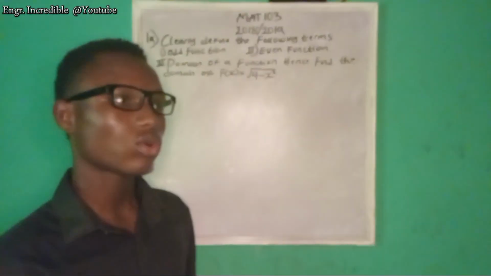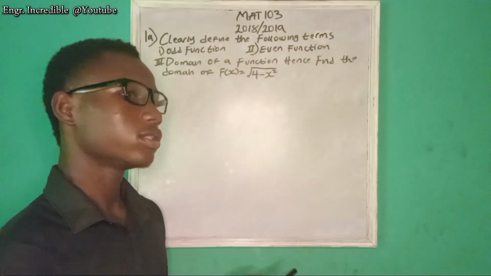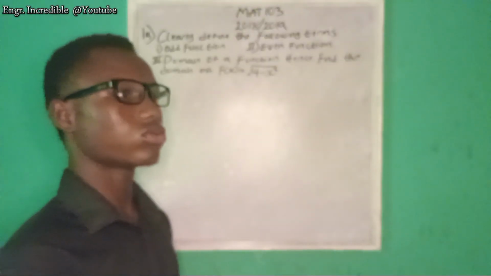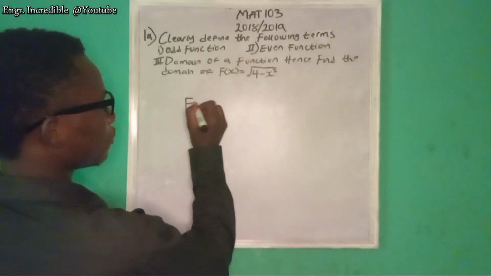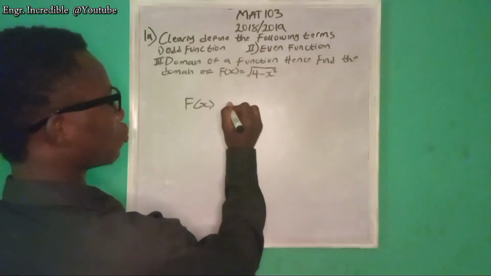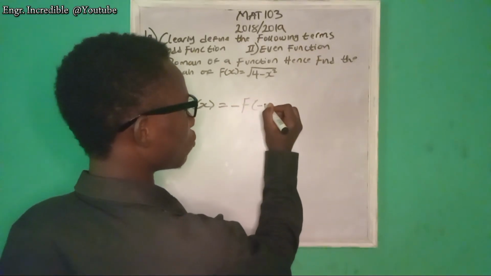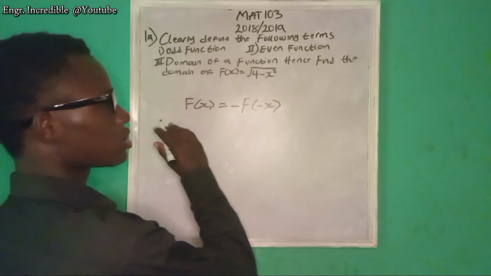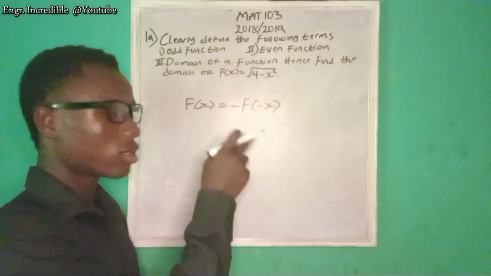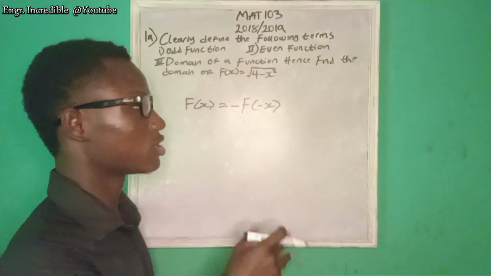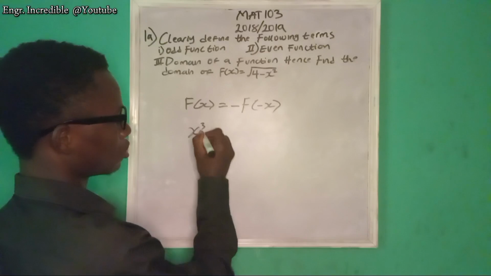Now, what is an odd function? An odd function is a function whereby f of x is equal to minus f of minus x. Once you have f of x and minus f of minus x as the same thing, the function is odd. For example, let's say x cube.